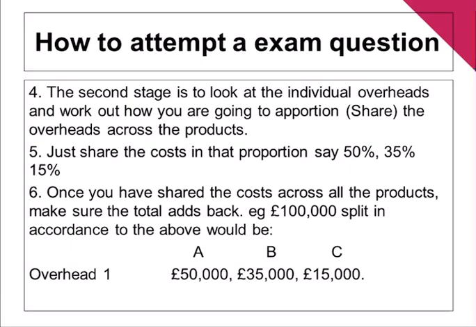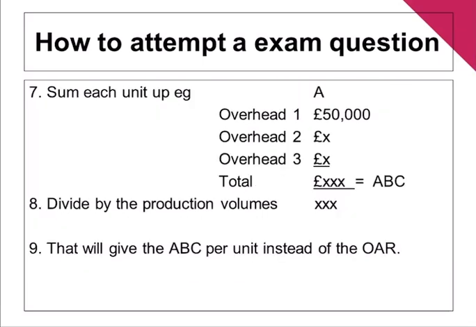So very simply, 100 grand at 50% would be that you put your cost pool of 100 grand in, and 50 grand's worth of it would go to A, £35,000 would go to B, and £15,000 would go to C. Then very simply, you do your apportionment exercise over and over again, depending on how many cost pools you've got. So in this case we had 3.